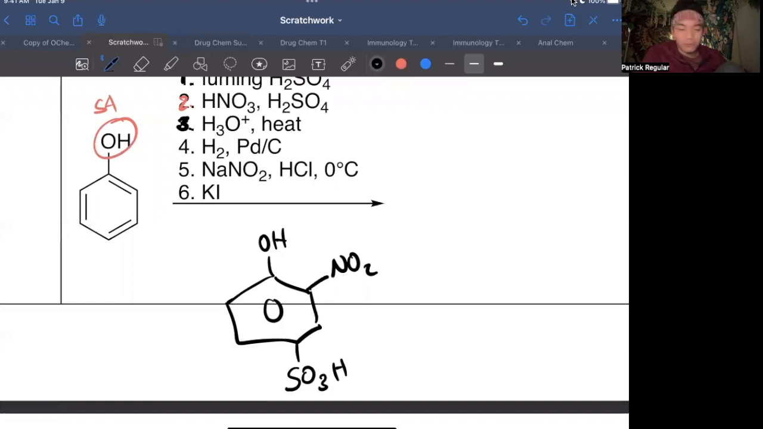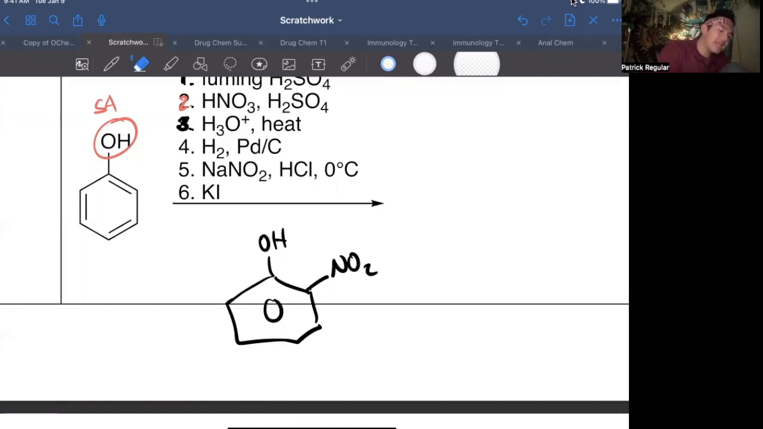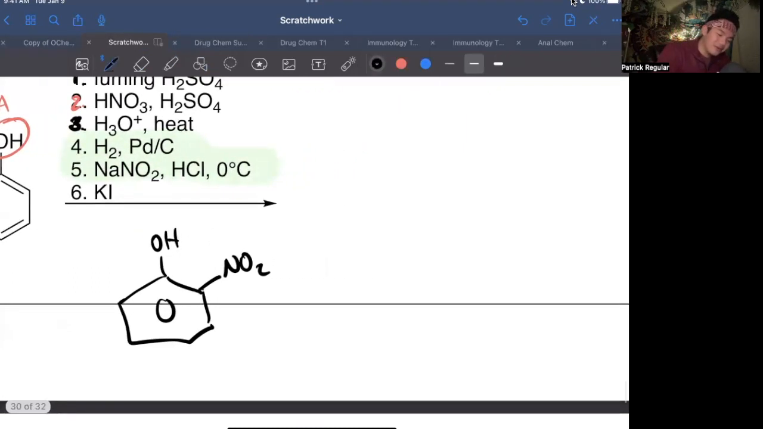H3O plus and heat. All that does is remove the SO3H group. That's all it does. All right. So how do you remove that SO3H group? Just H3O plus and heat. It's really easy. Heat it up in an acidic solution. Now we get to the fun stuff. Look at this pairing that we already saw. H2, Pd and HONO on an NO2 group. So we know that just changes the NO2 group into an NH2 and then into a diazonium salt.